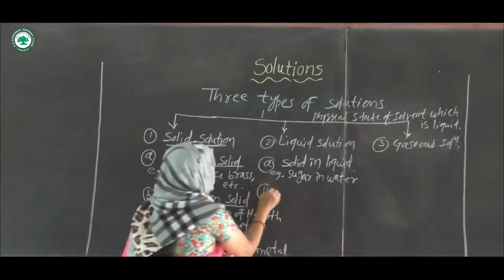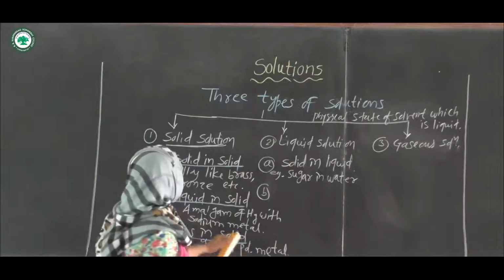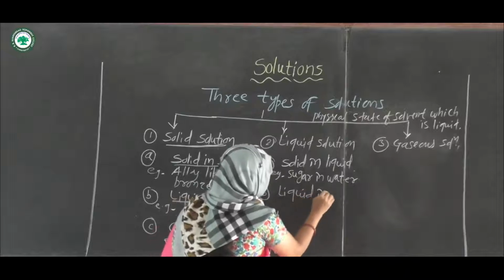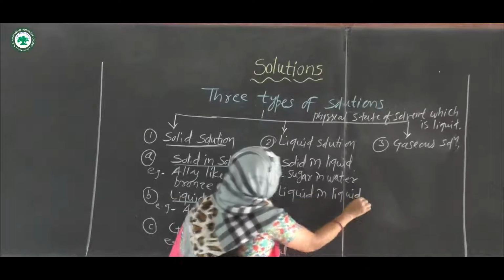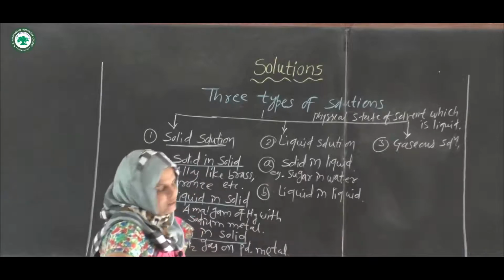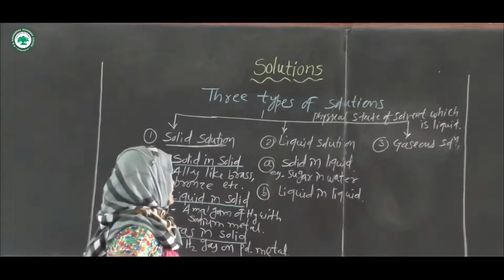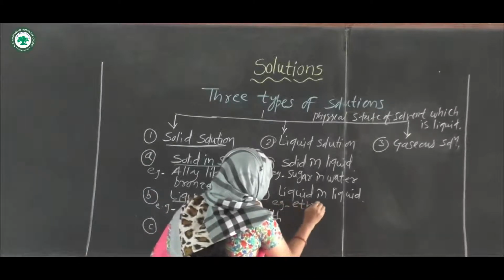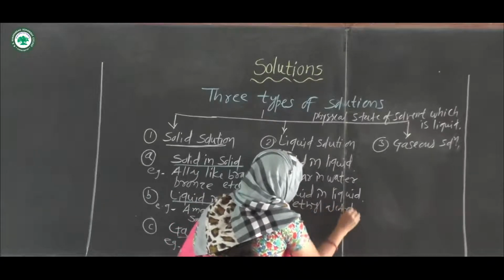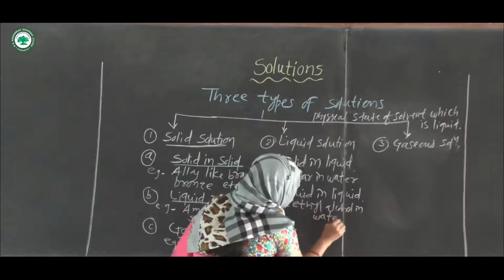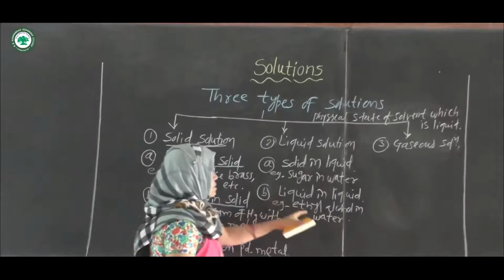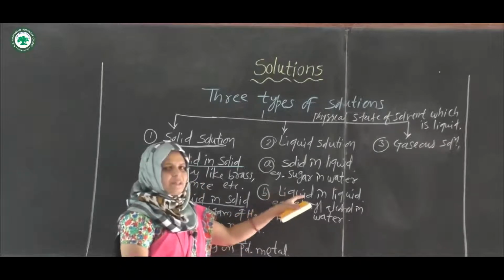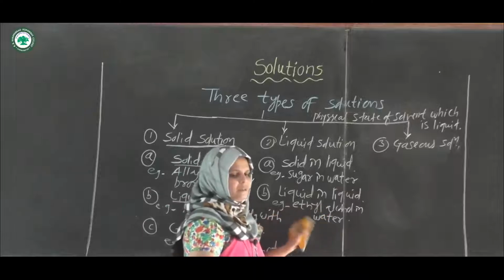Then the second type of liquid solution is liquid in liquid. Solute and solvent are both in the liquid state. What is the example of this? It is ethyl alcohol in water. Ethyl alcohol is in the liquid state, and the solvent, water, is also in the liquid state. This type of solution is liquid in liquid. Its example is ethyl alcohol in water.